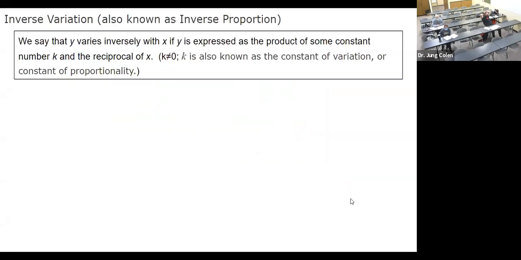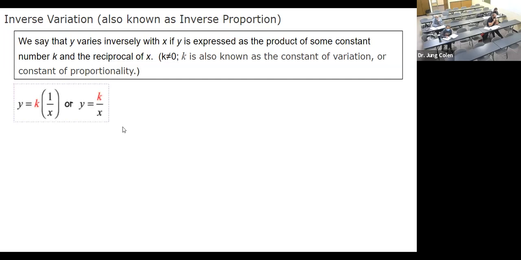Here, inverse variation. We say that y varies inversely. Inversely, that's how the x goes to the denominator. Inversely with the x. If y is expressed as the product of some constant number k and the reciprocal of x, which is 1 over x, then it is inverse variation. So we can write it this way.